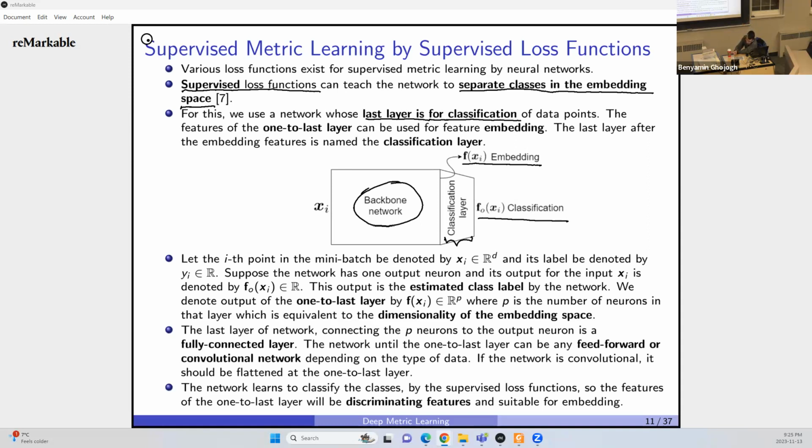As I said, I already explained these things. We have a fully connected layer at the end. It can be feed forward or convolutional, but usually it's feed forward, because what is the number of neurons at the end? The number of classes, right? And we usually use the softmax activation function. This embedding space usually extracts discriminating features for discriminating the classes.